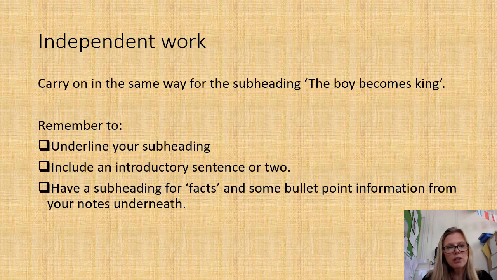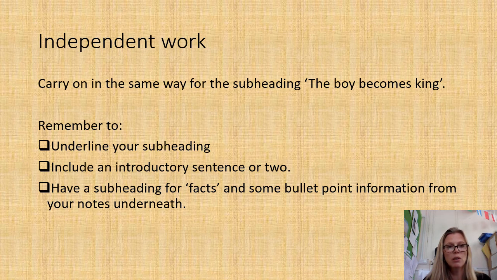Okay, so just to finish off, I want you to do some independent work, and I want you to do another section and carry on in the same way for the subheading, The Boy Becomes King. So in this bit, you'll be talking about how this young child became the king of Egypt, about his marriage, maybe about the children that he lost, and maybe about who was making those decisions for him while he was still a child. So I want you to remember these 3 things so that you're successful.